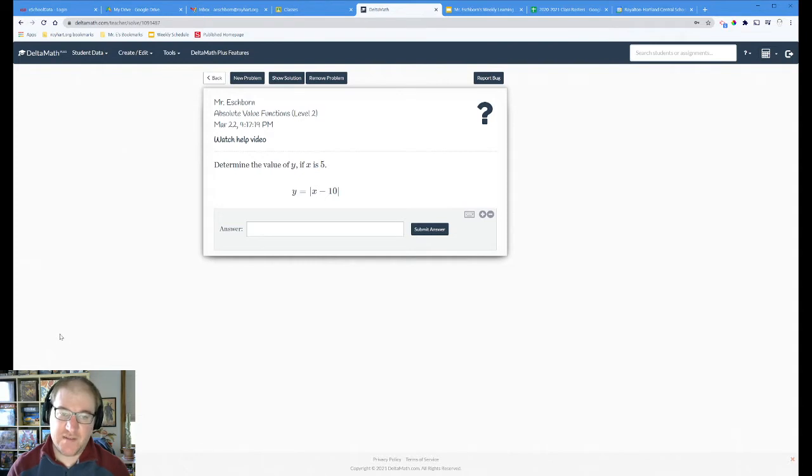So it says do absolute value of 5 minus 10. Remember, absolute value means that you take the resulting answer and make it positive. So 5 minus 10 is negative 5, and then the absolute value of that will be 5. So the answer to this one is 5.